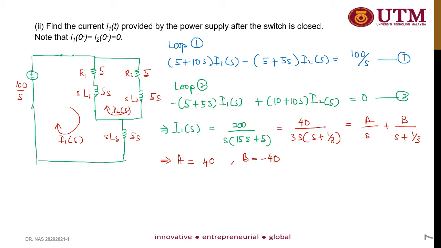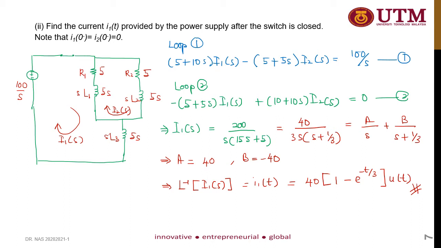Okay, so include the A and B values into the equation. So next you need to perform the inverse Laplace transform. So the inverse Laplace transform of I1(s) will produce i1(t), which is supposed to be 40(1 minus e^(-t/3)) u(t).